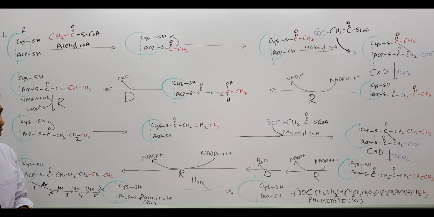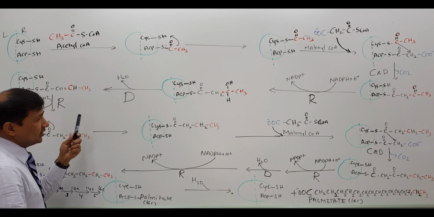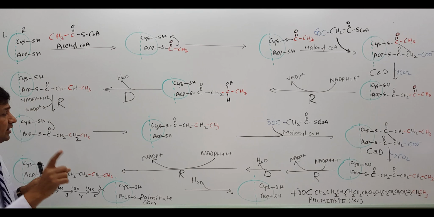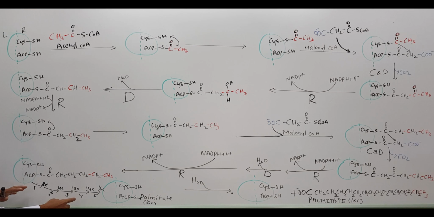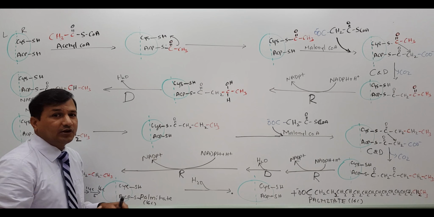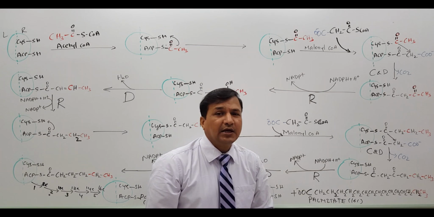Now, how many molecules of NADPH plus H plus do you need to make a palmitate molecule? As you can see here, in the first spiral of reaction, condensation decarboxylation, reduction, dehydration, reduction, there are 2 reductions. So that means 2 NADPH plus 2 H plus molecules are needed in one spiral. Then this is the second spiral, so 2 more NADPH, that means 4 by now. After that you run 5 more spirals, that means 5 multiplied by 2, which is 10 more NADPH. So 10 plus 2 plus 2, that is 14. So there are 14 NADPH plus 14 H plus needed to make a 16 carbon palmitate molecule.